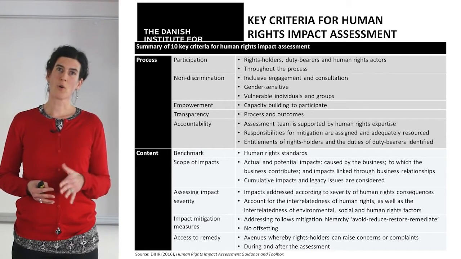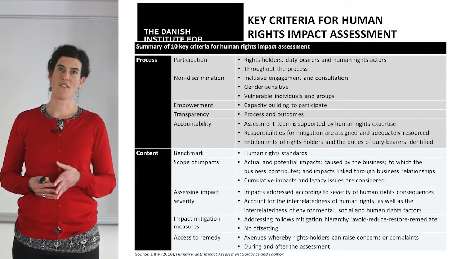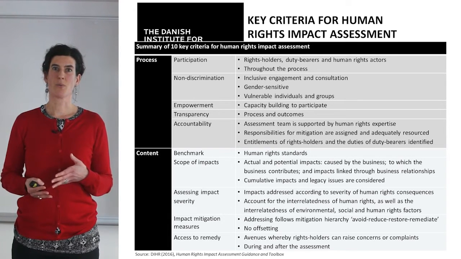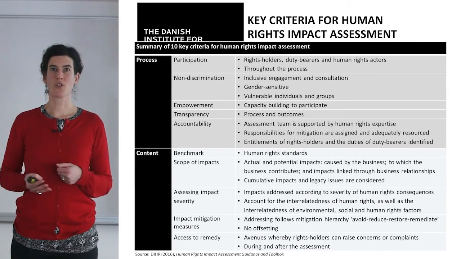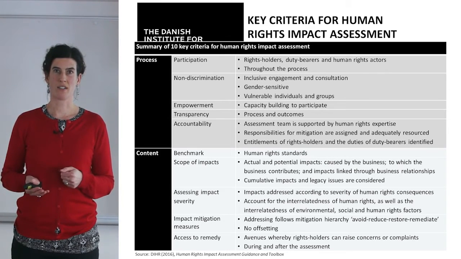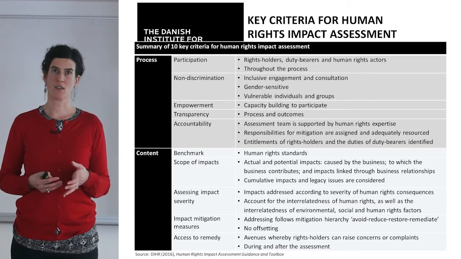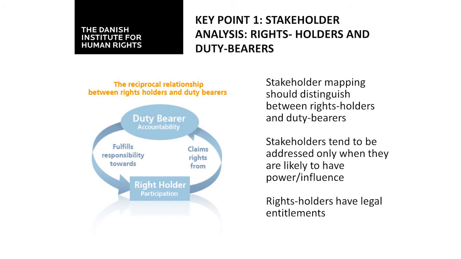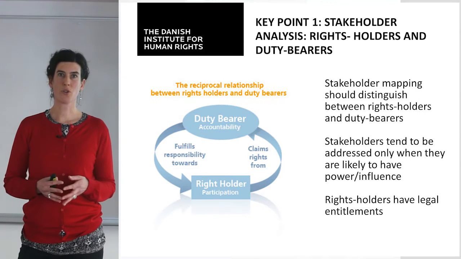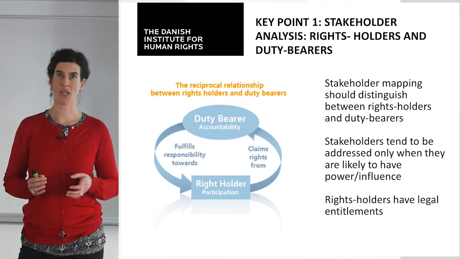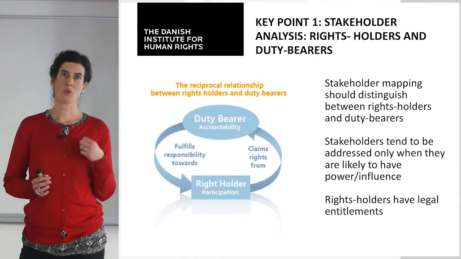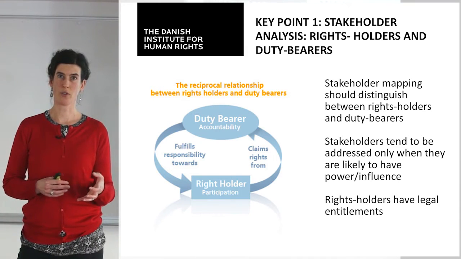But then if we look at all of these 10 criteria that we have outlined here, there are some which perhaps need some additional consideration when social impact assessment practitioners are starting to work with human rights in their practice. And some of these I'll go into a little bit more detail about now. So the first key point is around distinguishing between rights holders and duty bearers in stakeholder analysis. So it's essential from a human rights perspective that in the stakeholder mapping and the stakeholder analysis, we draw particular attention to different rights holders in the project context.